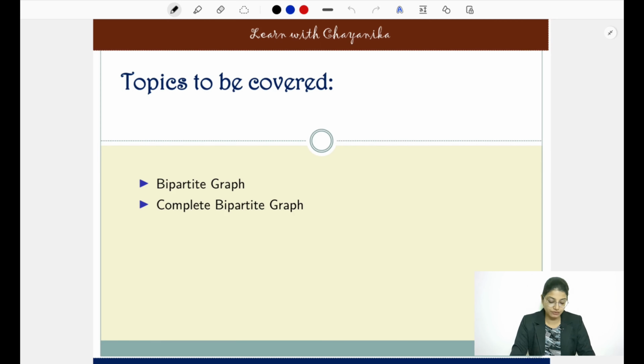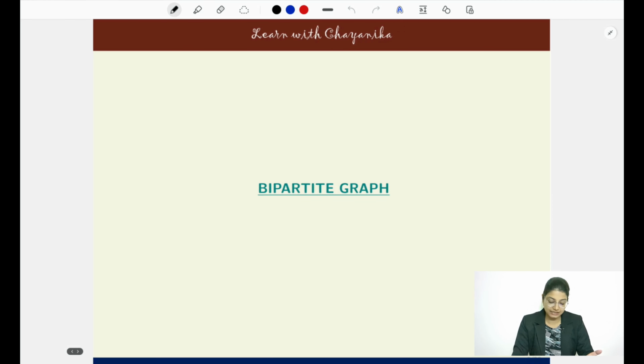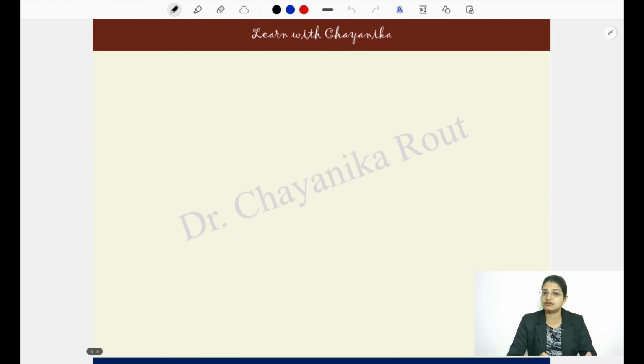In relation to that, we will also be learning in detail about the complete bipartite graph, a particular type of bipartite graph. So, without any further delay, let's start today's lecture with this vital concept called bipartite graph. Now, before I get into the very topic of bipartite graph, it's very important that we have a very clear idea about partition of a set. So, let us first discuss in detail what we mean by partition of any given set.